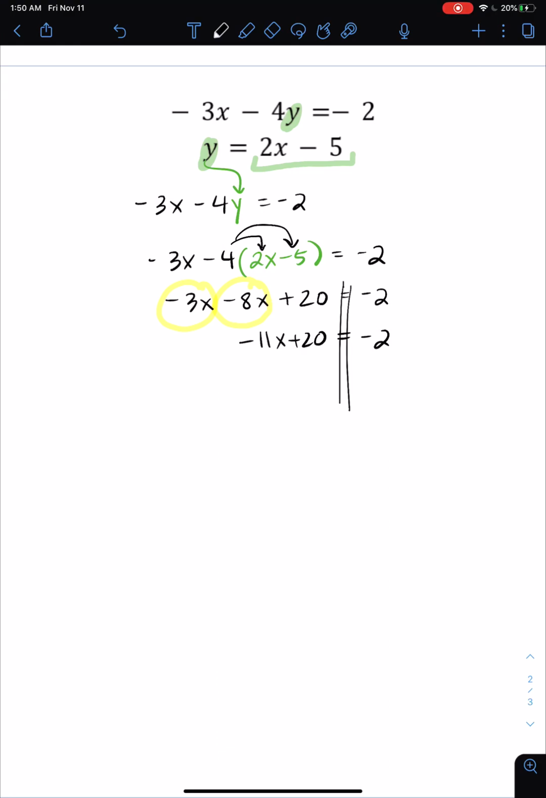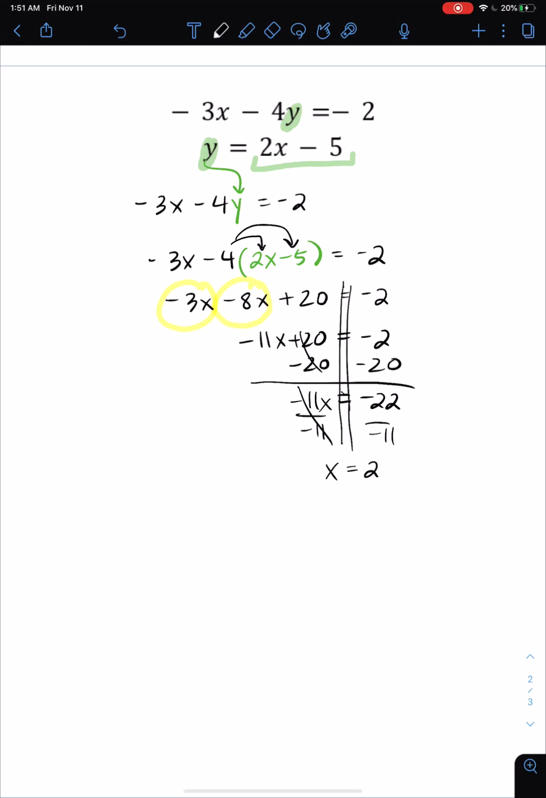And now this is where I want to use inverse operations because I'm bringing constants to the other side of the equal sign. So we're going to subtract 20 from both sides because the inverse of addition is subtraction. And we're left with negative 11x is equal to negative 22. Again, I am moving things to the other side of the equal sign when I'm solving. So we have negative 11x, and we're going to divide by negative 11 on both sides. These are going to cancel out because the inverse of multiplication is division. And we're left with x is equal to 2.